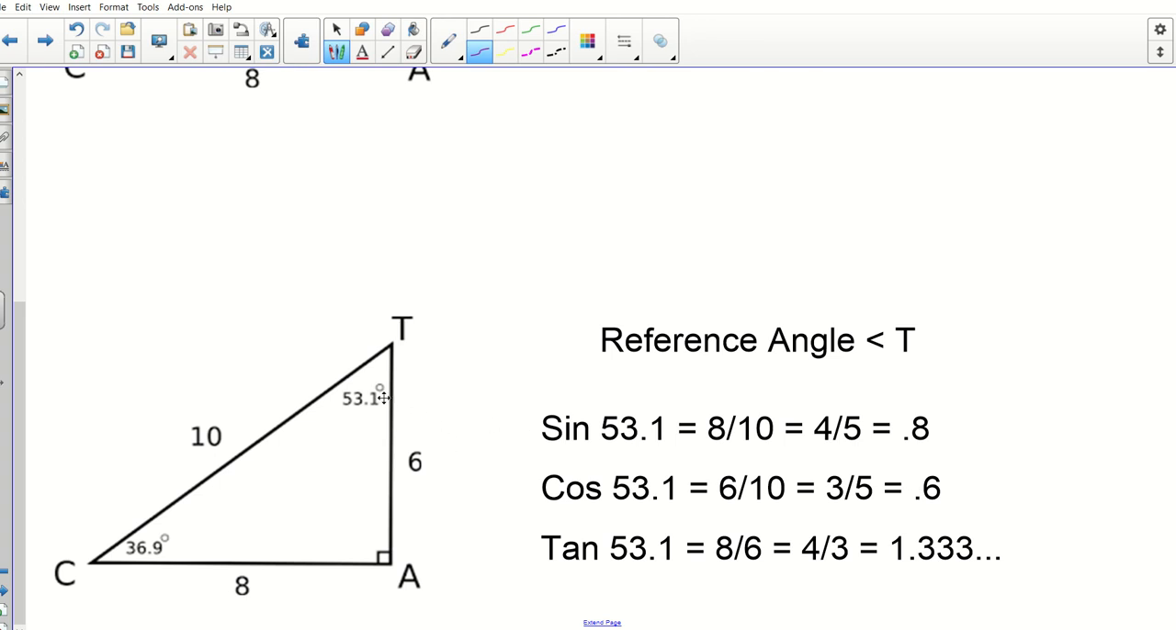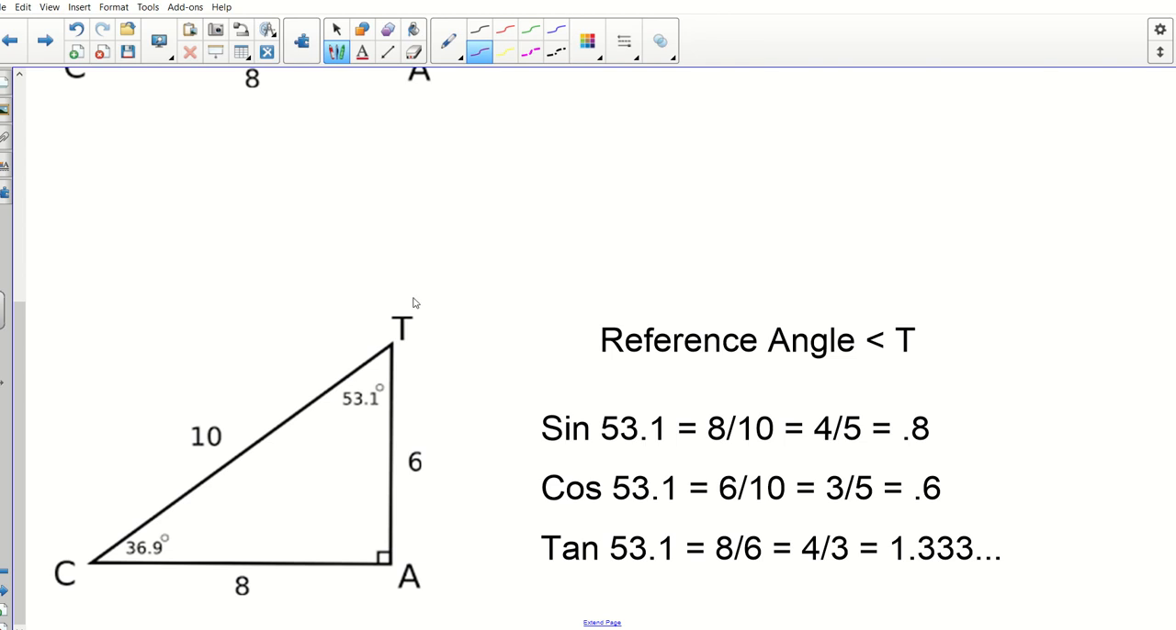And finally, the tangent is your opposite divided by adjacent. The opposite side is 8. Your adjacent side is 6, so we have 8 over 6, which as a reduced fraction is 4/3, or as a decimal is 1.3 repeating, 1 1/3.